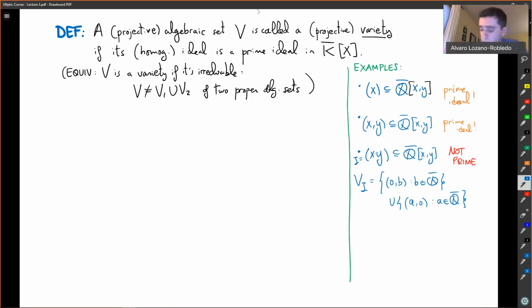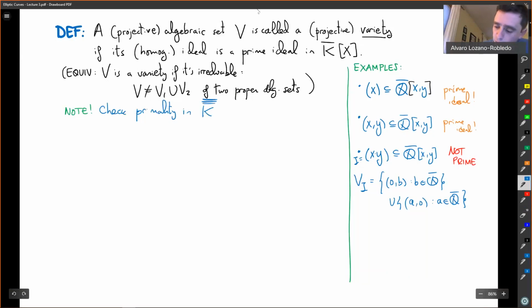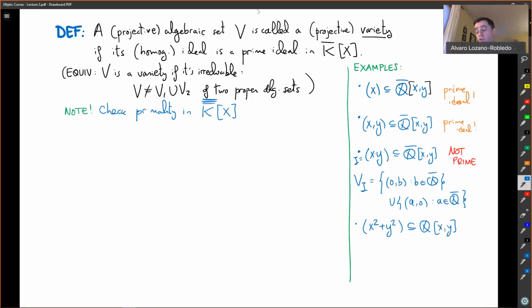Okay. One more note here, or a warning, is that you need to check primality in K bar. Okay, let me put a few bars there to stress that you have to do it in K bar. For example, if you take the ideal (x squared plus y squared) in Q[x,y], that polynomial is irreducible over Q. But when you look at it over Q bar, this splits. Now x plus iy times x minus iy are factors, and therefore it is not a prime ideal over Q bar[x,y]. So you have to be careful, and you really are using the fact that we're checking in Q bar.